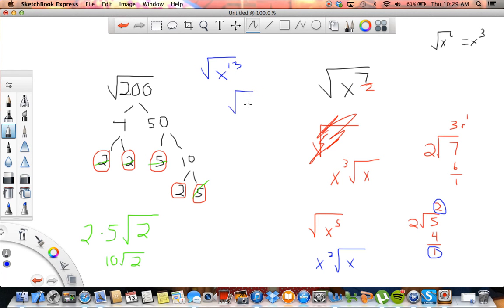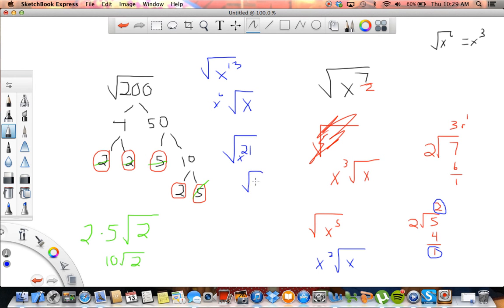I know I'm going to have a remainder of one variable, and then divide this by 2, and how many times does it go evenly? 6 times. So x to the 6th. There you go. What about x to the 21st? So I'll do it like that right there.